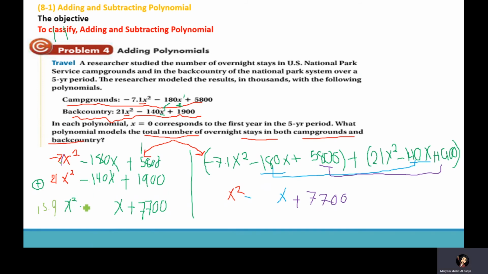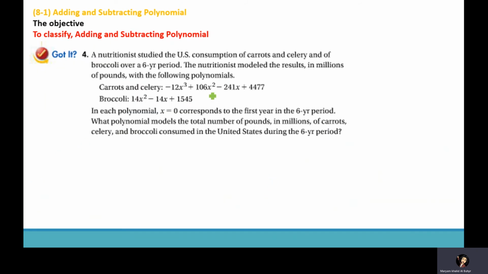Here, once you add these, you will have 320. Same thing with this one. This and this number, 13.9. This one and this one, 300 minus 320x. That's it. Let's move to the next problem.